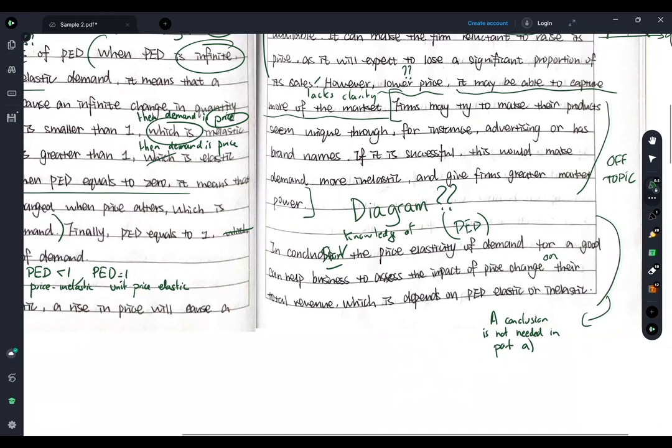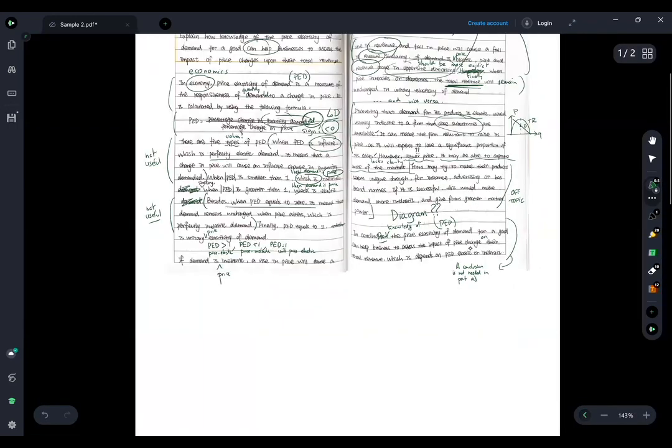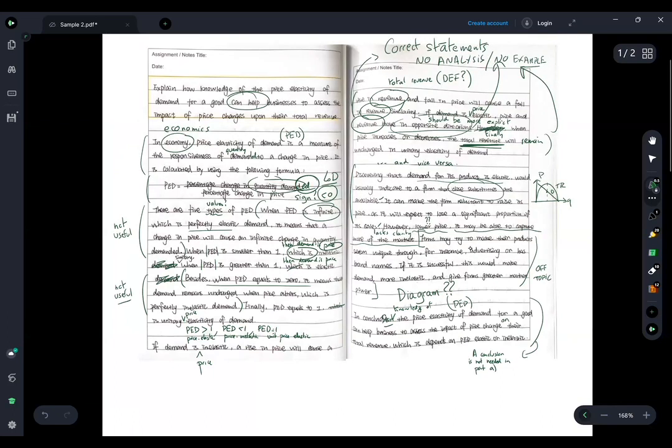And you see that the student in this conclusion, there is nothing very useful. There is nothing useful in this conclusion. And I can tell you that there will be no points awarded for this conclusion. Okay. Overall, so there are some good things. There is a good definition of the PED. The formula is okay. The three, price elastic, price inelastic, unit elastic, has been identified properly. The relationship between PED and total revenue has been stated properly. Okay.